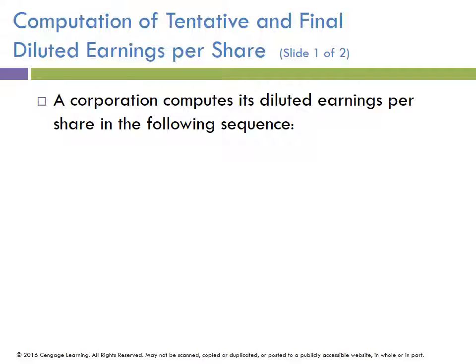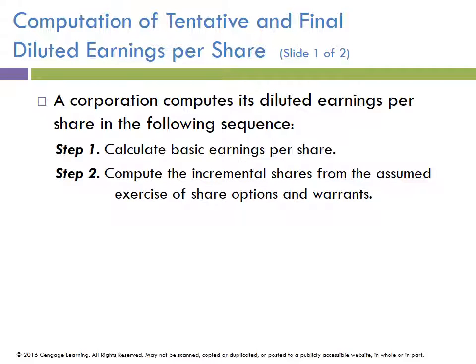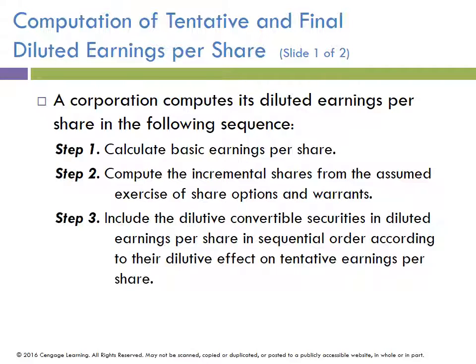So we rank them. Now, a corporation computes its diluted earnings per share in the following sequence. Number 1, compute the basic earnings per share. 2, compute that first exercise we went through where we computed the additional incremental shares from exercising shares and options and warrants and then immediately purchasing stock back as treasury stock. The difference is the incremental shares. 3, include dilutive convertible securities in sequential order according to their dilutive effects on earnings per share, that ranking we just did.